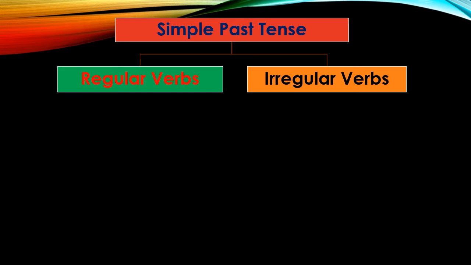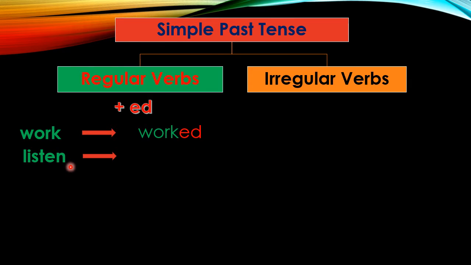Okay, for simple past tense, there are two categories. The first one is regular verbs. The second one is irregular verbs. For regular verbs, we just add ed to form simple past tense. For example, the word work. It will become work with ed.